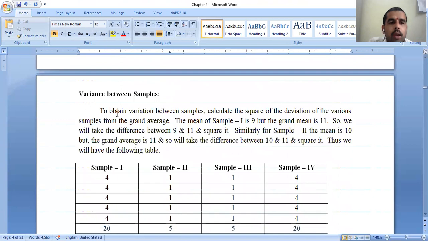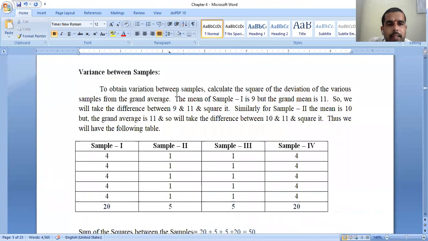You observe carefully. To obtain variation between samples, calculate the square of the deviation of various samples from the grand average. The mean of sample 1 is 9. Mean is nothing but the average, and the grand average is 11. So we will take the difference between 9 and 11 and square it. 9 minus 11 is 2, and 2 squared is 4. Okay, we have written 4 here.